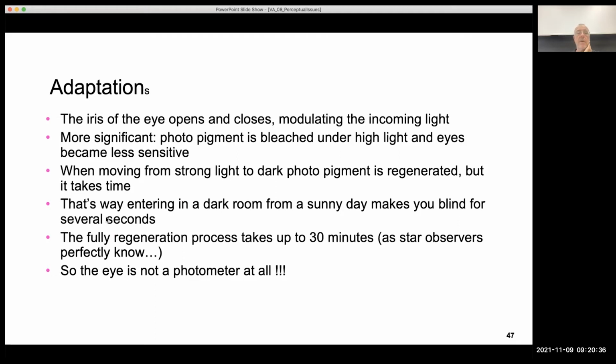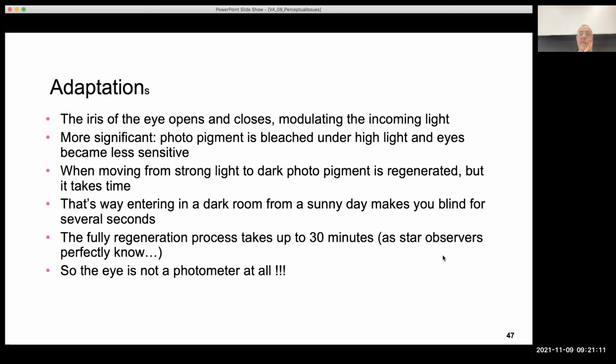You have surely experienced this: you are in the sunny day, you enter a dark room, and you are blind for several seconds. Even if the eye is fully open, it takes time to regenerate your photopigment, to start the rods, sorry, to work. And this full regeneration takes up to 30 minutes. And this is well known by star observers.